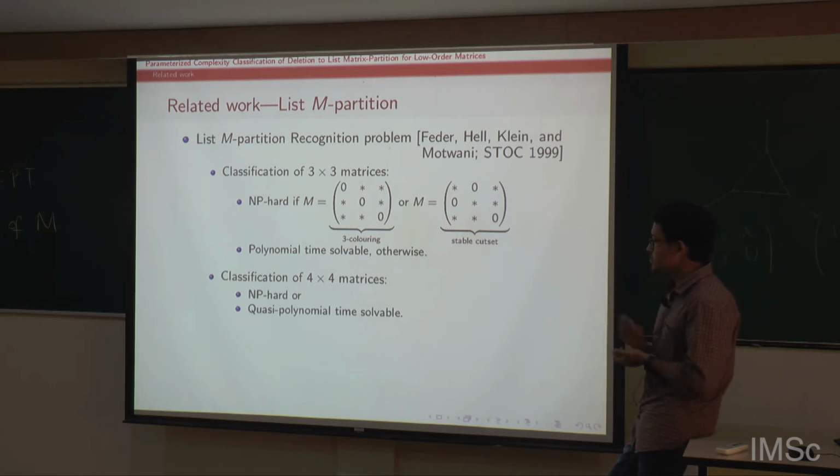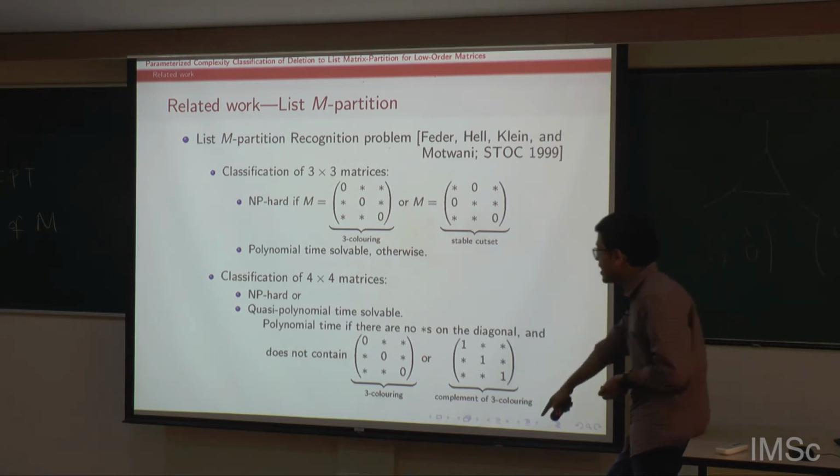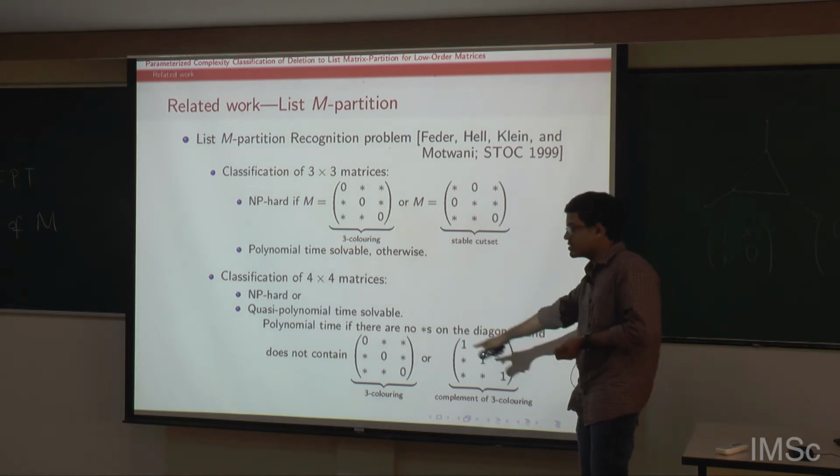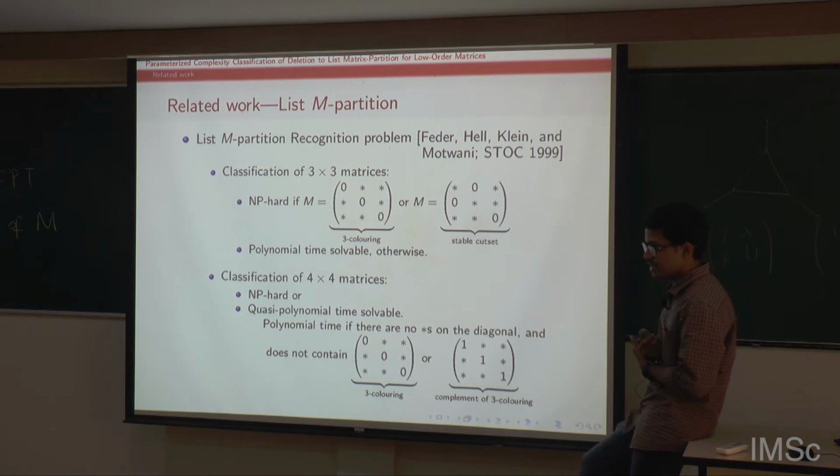Quasi-polynomial time, of course, is an upper bound. Many of them are actually polynomial time solvable, and actually they are polynomial time if there are no stars on the diagonal and it does not contain this or this as a submatrix. So this is for 4 cross 4 matrices. Okay, and this was in 1999.